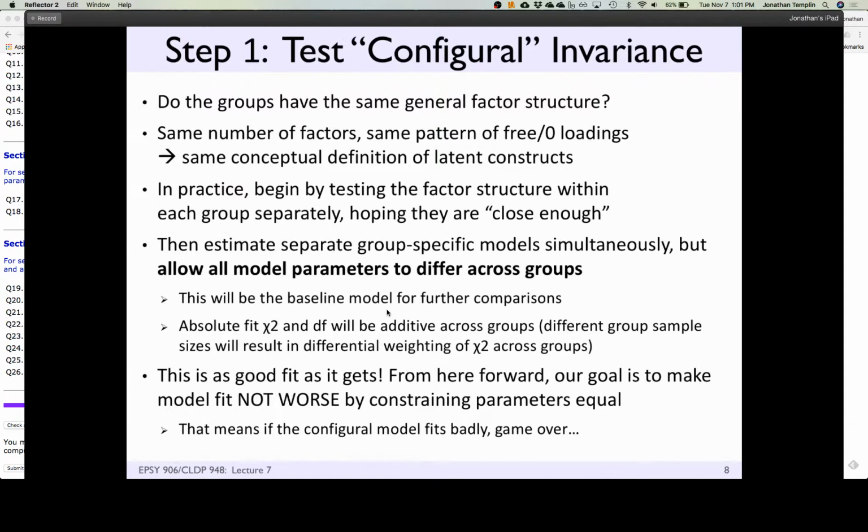So the next step we talk about is configural invariance. Now that's a weird word. What does configural make you think of?